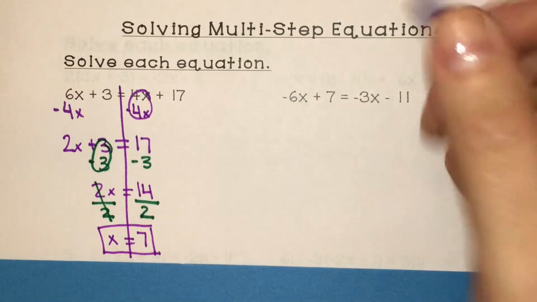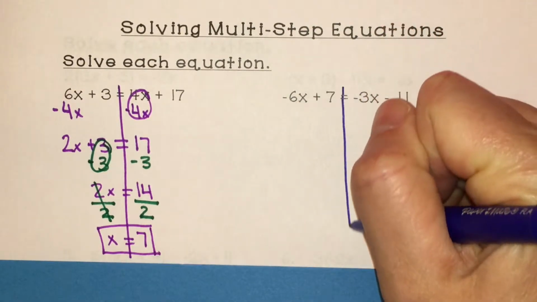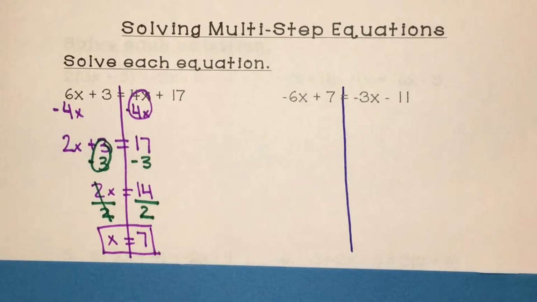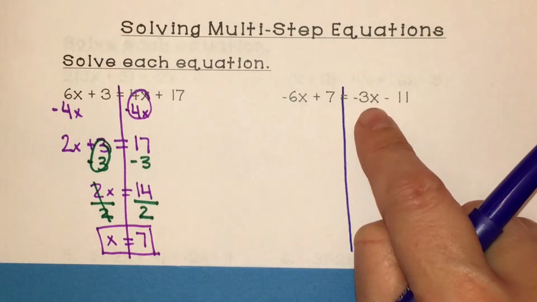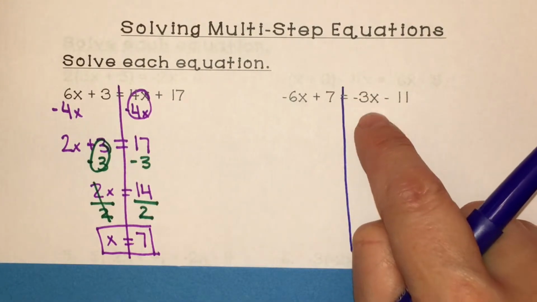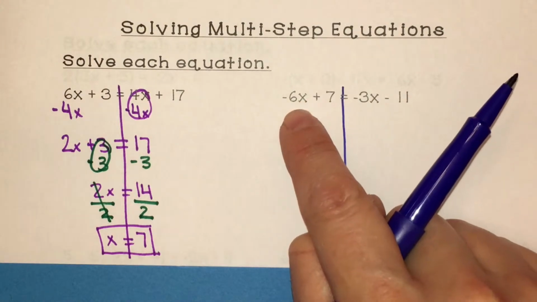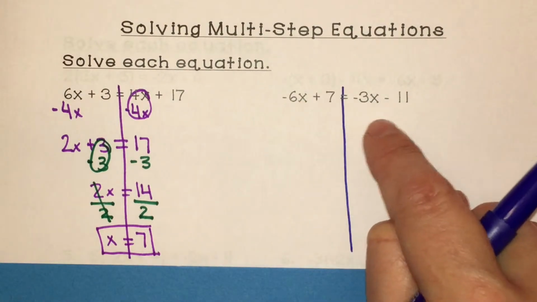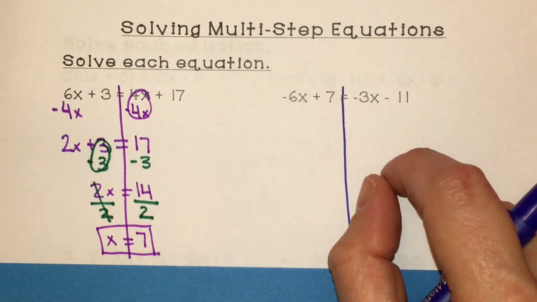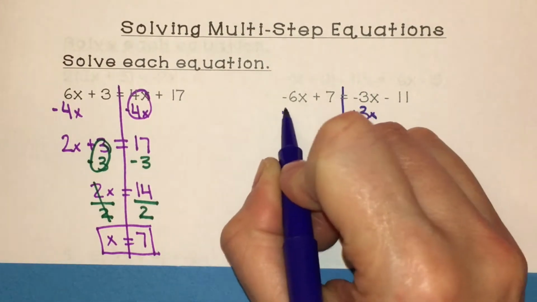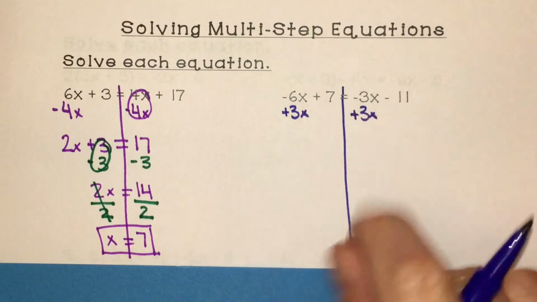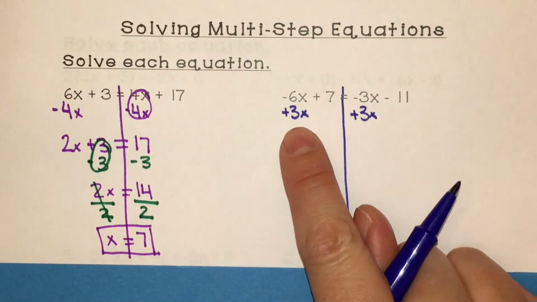All right, over here. Again, I want my variables together on the same side. I have a negative 6x and a positive 3x. Okay, I'm going to move this x term over so it can be with my other x term. To move negative 3x, the opposite would be plus 3x. But anything I do to just one side, I must do to the other. Remember, write it below your x terms.